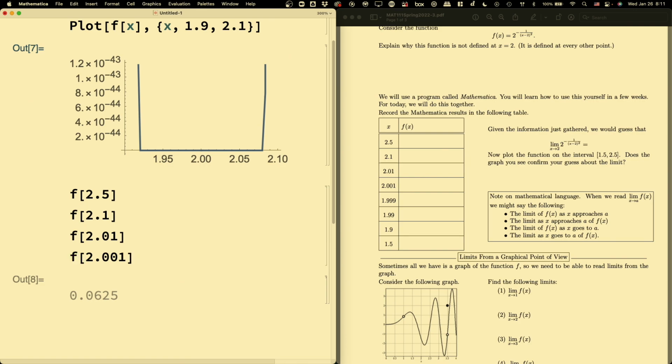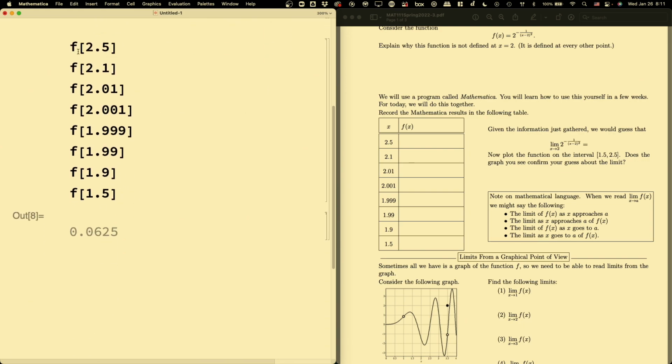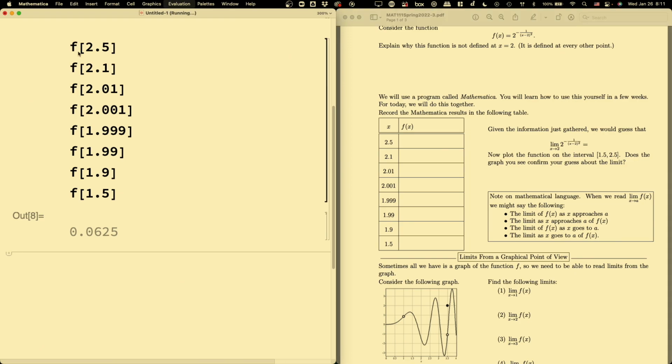2.01, 2.001. Okay, and then now we'll come from the other side. The square brackets in Mathematica function sort of like parentheses, so f of that thing. You always use square brackets in this program. That at first is annoying, but then you realize it actually is nice.